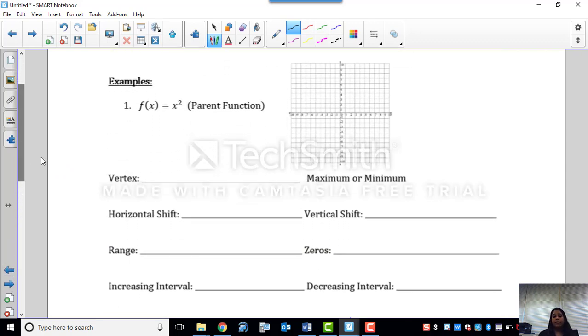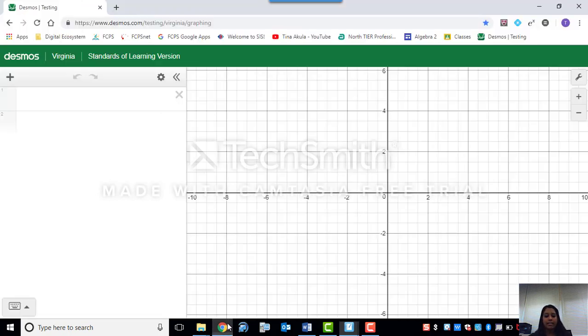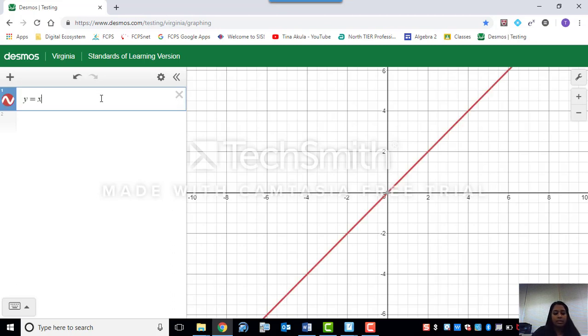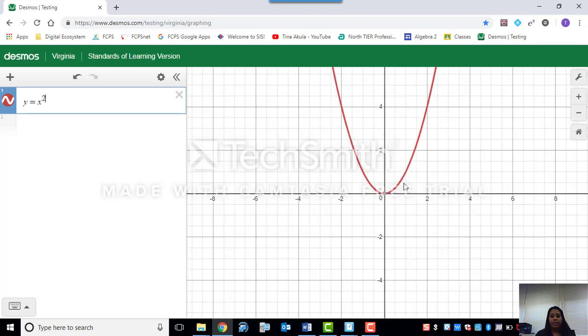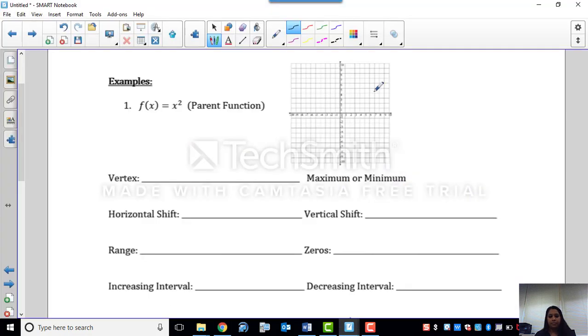Here's an example: f of x is equal to x squared. This is called the parent function because we don't have any other numbers except x squared. This is how the parent function looks, so we're going to graph it. I have my Desmos up. y equals x squared. There's your function. It looks something like this.